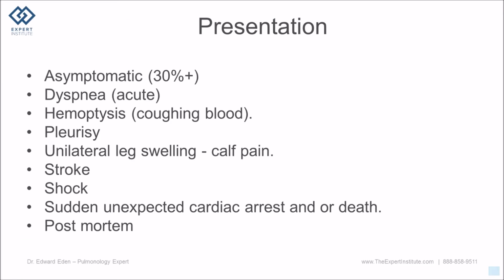Stroke. This is unusual for pulmonary embolism. What happens here is the clot arrives in the heart and is shunted through a window between the right and left ventricle called a foramen ovale and enters into the arterial system where it goes to the brain. So we call this paradoxical embolism. It's rare, but it has been described and it is something to think about.